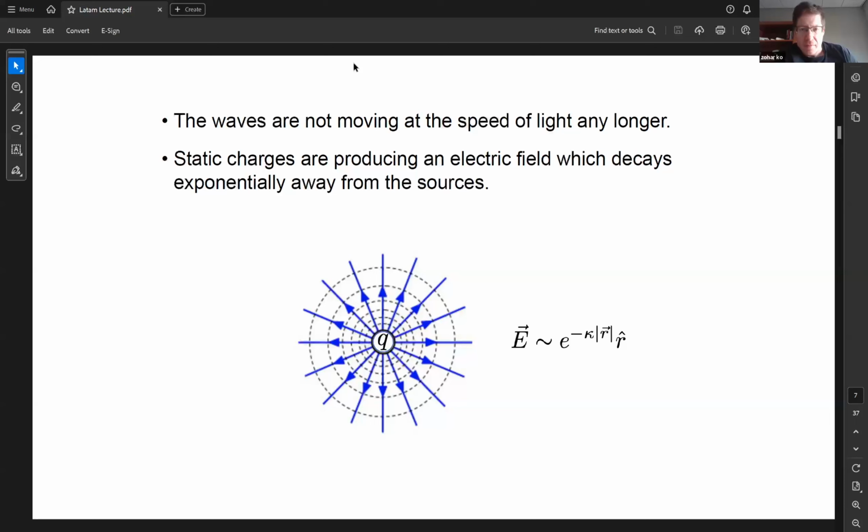That's comment number one. Comment number two, there are some waves which exist in space without sources, as before, but those waves are not moving at the speed of light anymore.